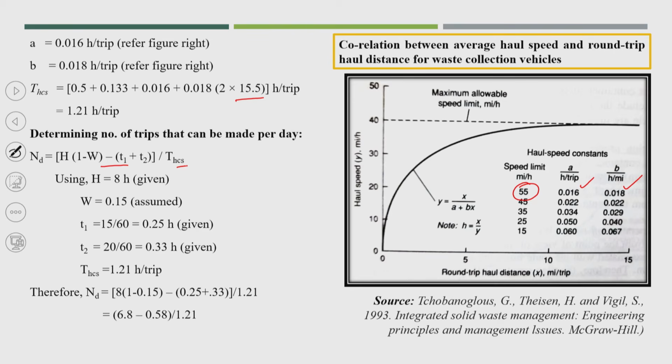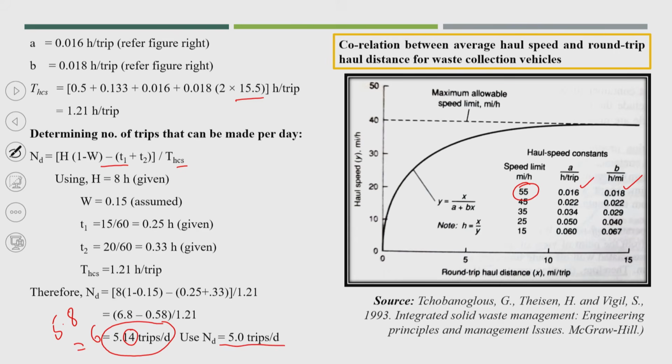So, therefore, ND will be 5.14 trips per day. This is the answer, number of trips per day. But you see here this is not possible, the 0.14 trips cannot be possible. So, we will assume 5 trips per day, that should be a single numerical value. And suppose if your solution comes up as 5.8, you consider it as 6, assume 6. Okay.